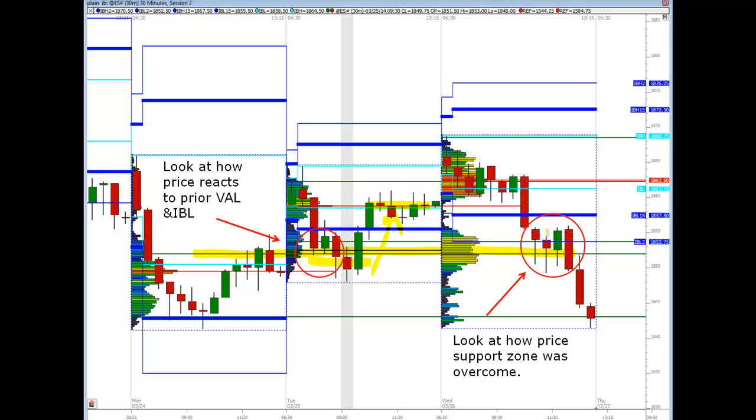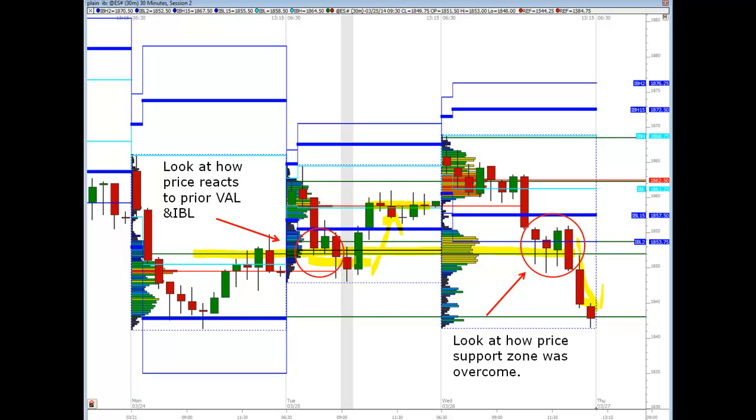And certainly I would not have faulted anyone if they would have taken a long once we took out the high of this candle. But then look what happens. Prices turn back around, drop, and we continue dropping. Now, in a couple of moments, I will show you some things that will help us avoid this particular entry, going long at this point.